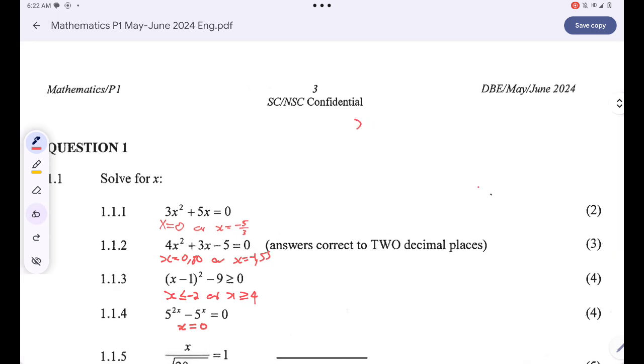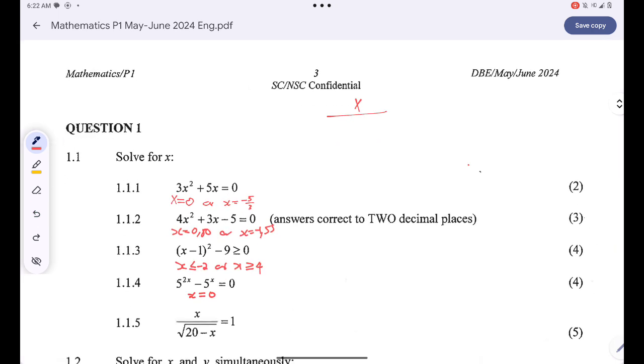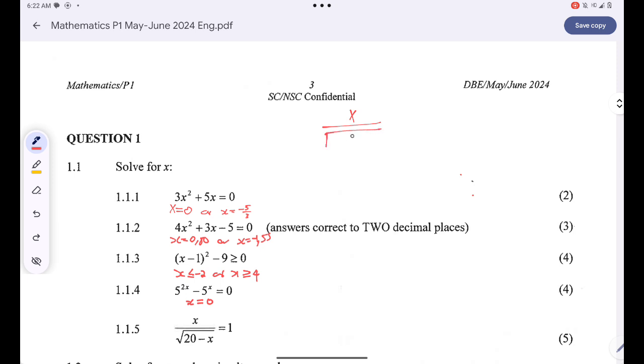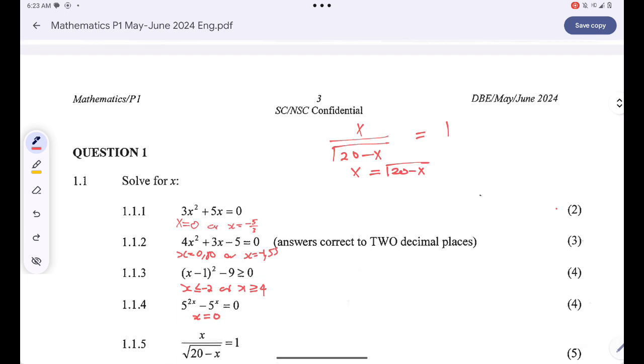That's x all over the square root of 20 minus x being equal to 1. Firstly, I can remove the fractions by cross multiplying, or just multiply each and every term by the LCD. You'll simply have x being equal to the square root of 20 minus x.